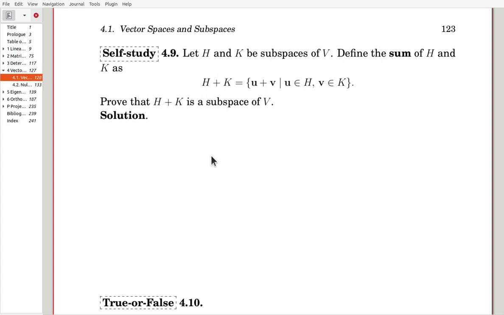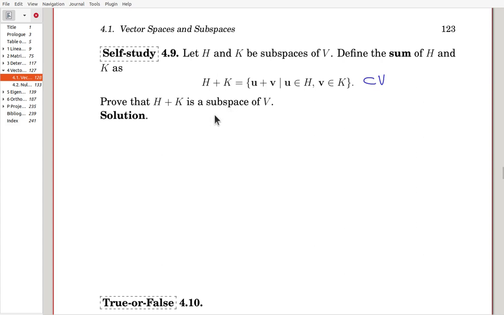Define the sum of H and K in this way. So H plus K is now a set. It's the collection of U plus V, where U is from H and V is from K. We want to prove that that set is a subspace. Of course, these two are subspaces of V, so the addition must be a subset of V. First of all, we know that, and we have to show that it is closed under linear combinations.